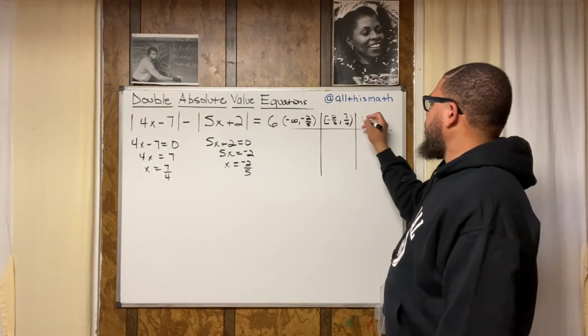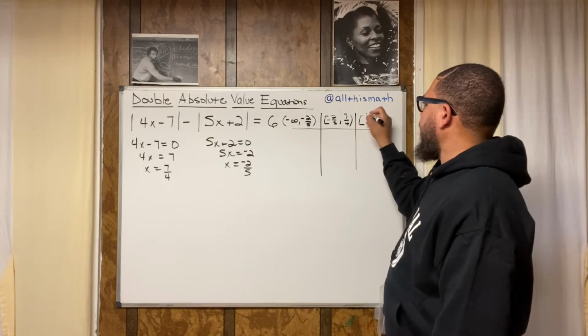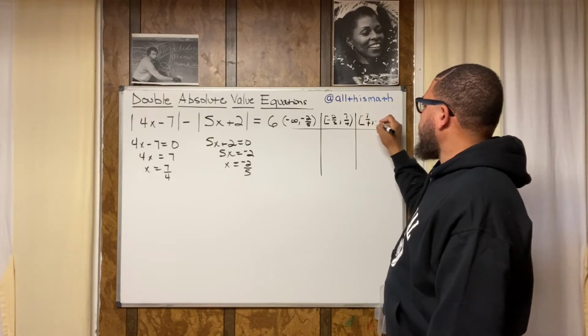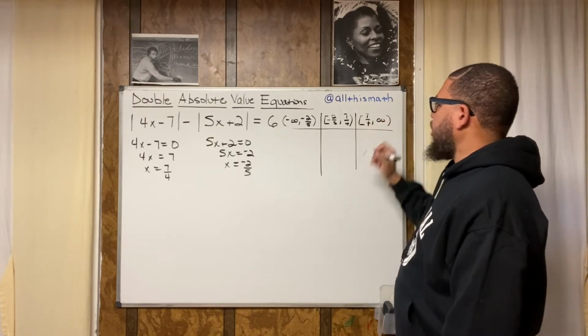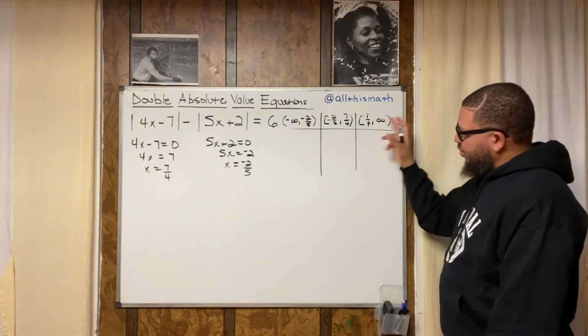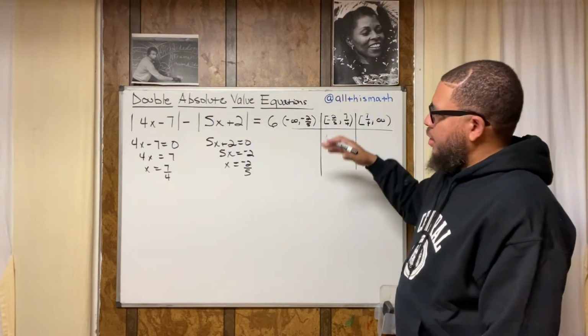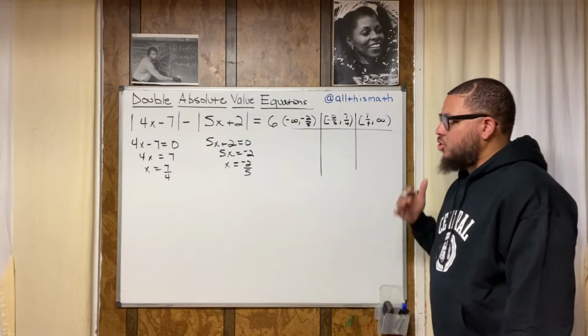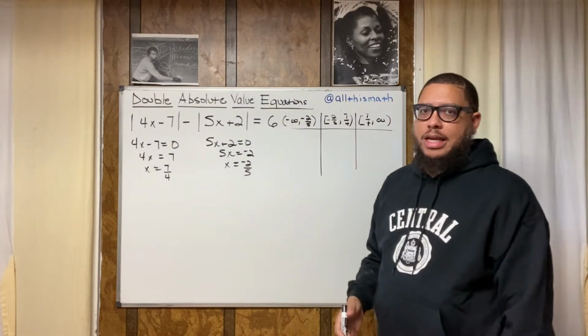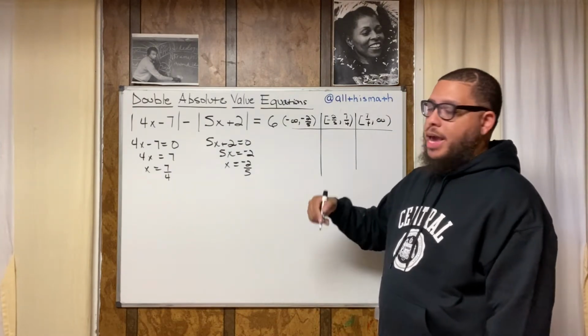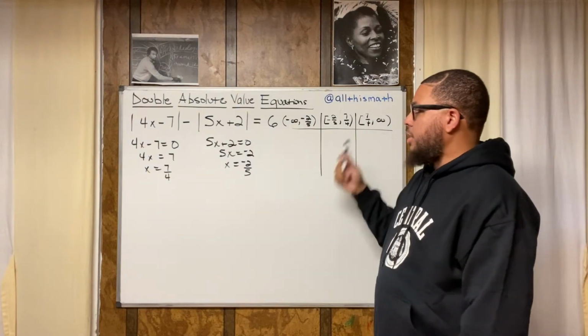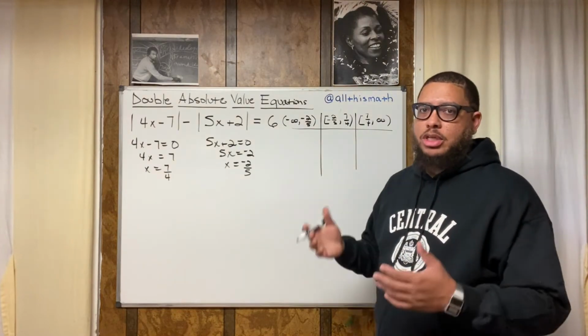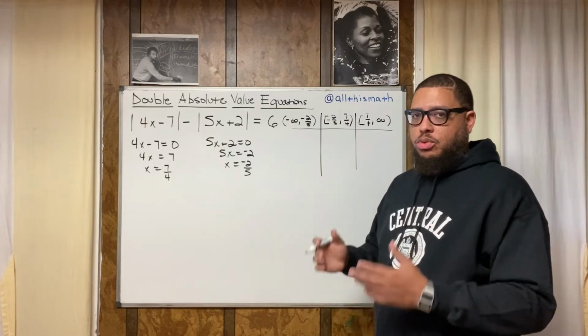Then my next interval is also going to include the first value, which is 7/4. It's going to go from 7/4 all the way to positive infinity. All right, so these are my three intervals. Once I create my equations, I'm going to solve them, and then whatever solutions I get, I'm going to test them to see if they're actually included within these intervals. That's going to tell me whether I should accept or reject those solutions.